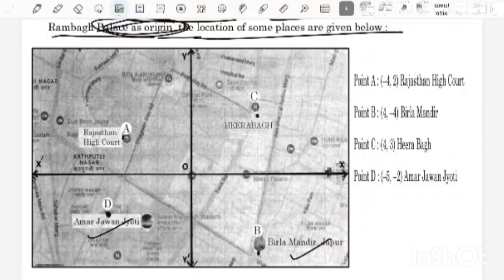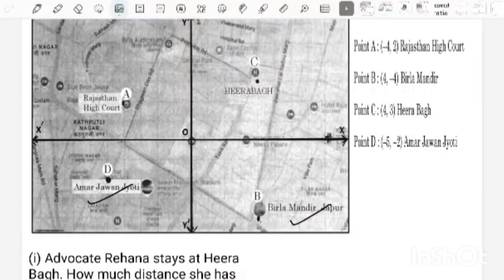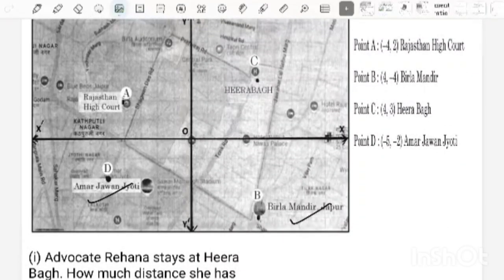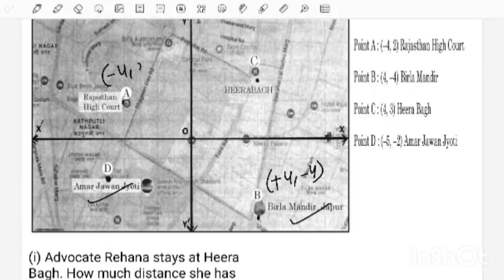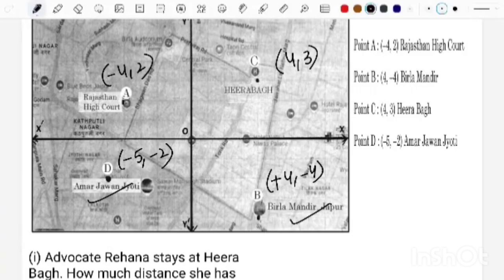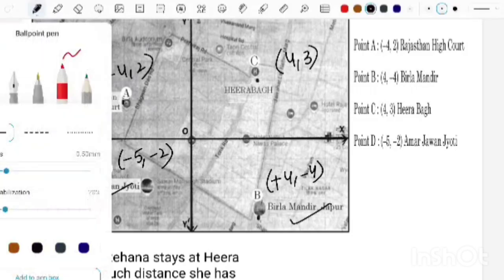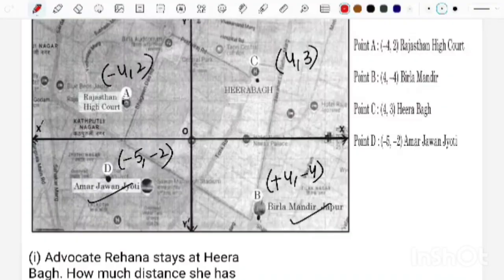These are the coordinates given to you. -4, 2 Rajasthan High Court, 4, -4 Birla Mandir. This is -4, 2. Point B we have done. Point C, this is 4, 3, and point D, that is -5, -2. Then marked. Just draw like this and mark the points roughly. We will solve like this. Okay, we have the clues.